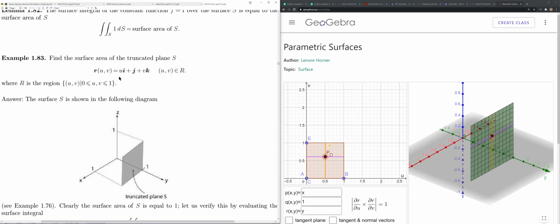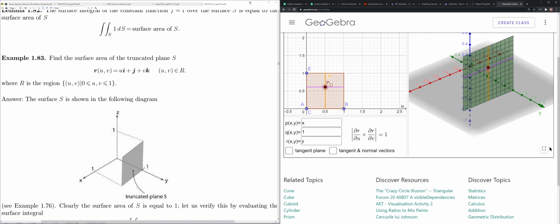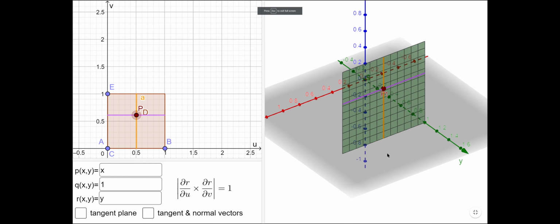Okay, so I have a truncated plane with this parametric description, and we saw this already, right? Here the y component is equal to 1. The x component is equal to u, and u lies between 0 and 1, which means that x is going to lie between 0 and 1. The z is equal to v, and v lies between 0 and 1, so z lies between 0 and 1, right? So this is your truncated plane over here.